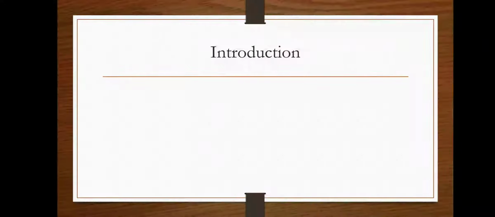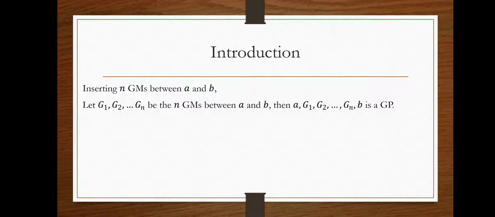Like last time, when we inserted arithmetic means between two numbers, we are going to do the same here, trying to insert as many geometric means as we can between the two numbers. Let g1, g2, up till gn be the n geometric means between a and b. By the definition of geometric mean, all the geometric means between a and b, along with a and b, form a geometric progression. Now in that case, a is the first term and b becomes the n plus 2th term, right?